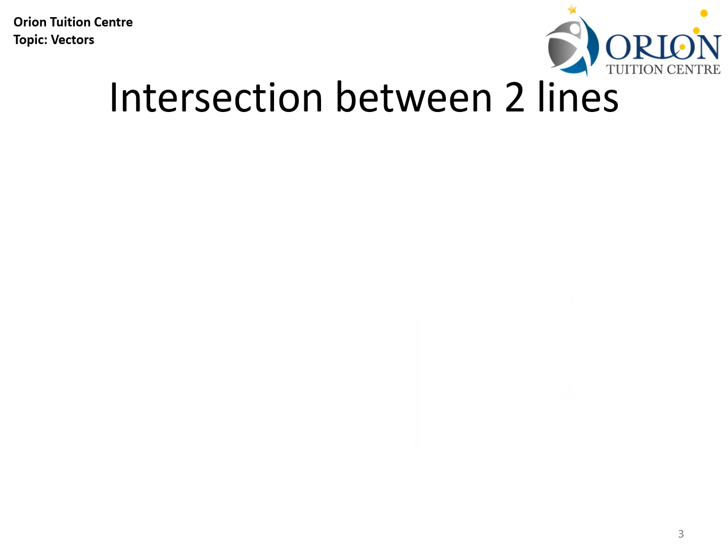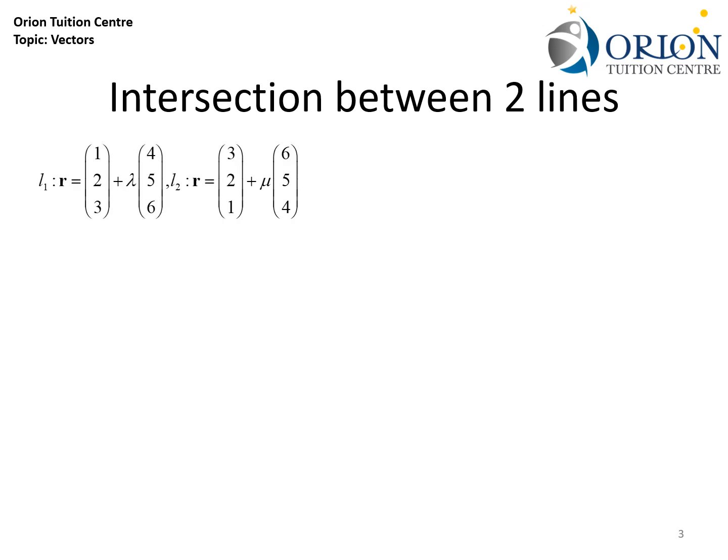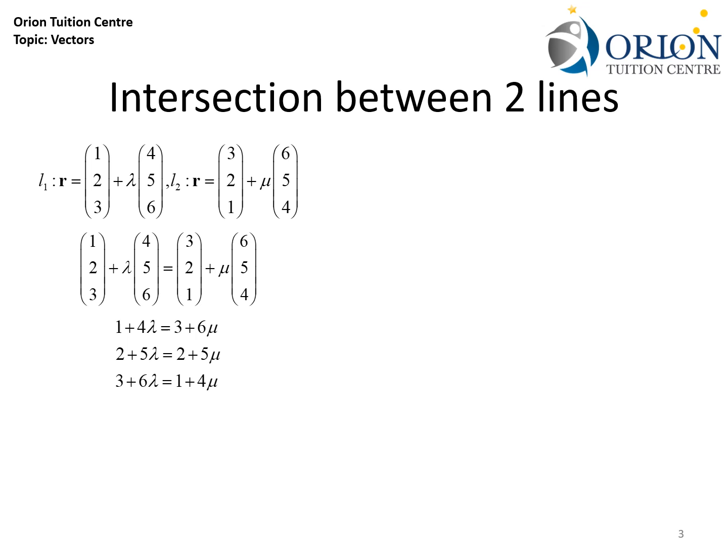To evaluate the intersection between two lines, we can make use of the GC's simultaneous equation solver after equating the equations of the two lines together and forming three linear equations. For example, for lines r equals (1, 2, 3) plus lambda multiplied by (4, 5, 6), and r equals (3, 2, 1) plus mu multiplied by (6, 5, 4), I can equate them together and compare the three components to get these three equations. Notice that these three equations are linear equations and they contain two unknowns, lambda and mu. Thus, we can rewrite them in this form and key this system of linear equations into the GC to solve.